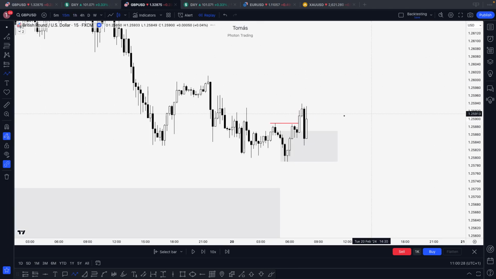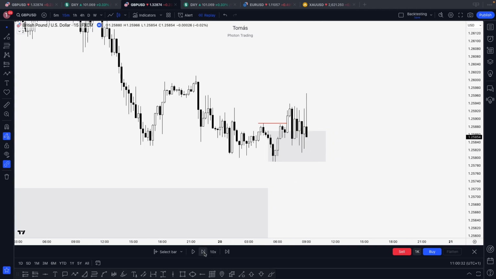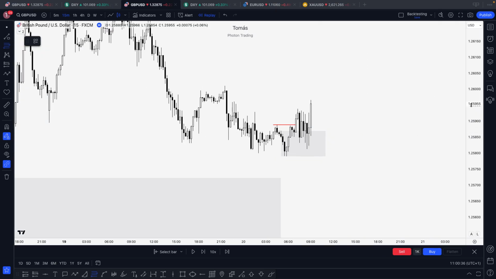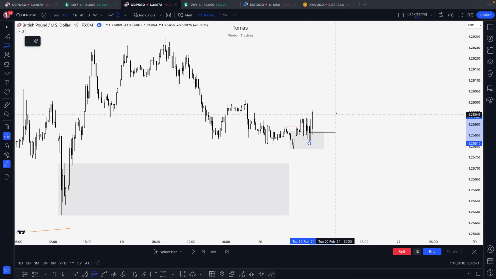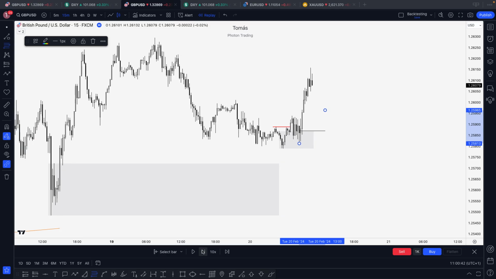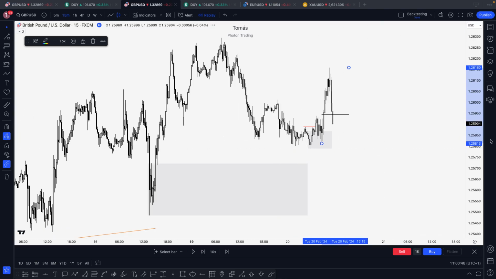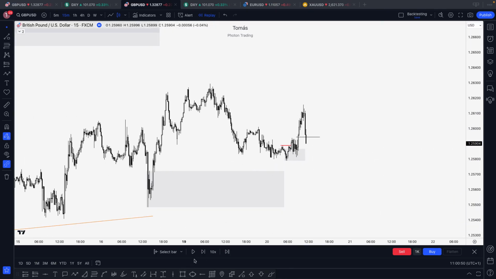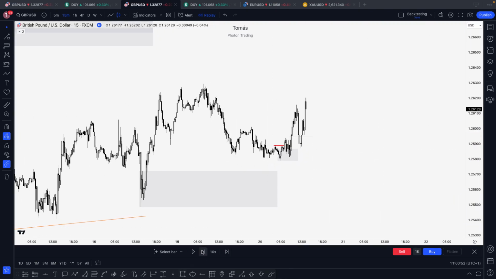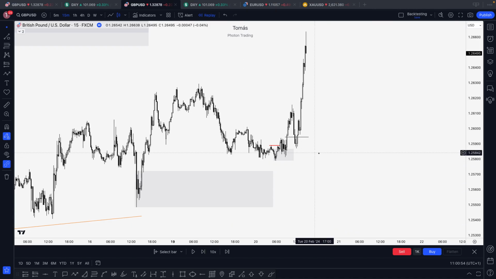You can see price went down, mitigated the POI, and then went back up. So now we have a valid shift, which means we have a valid confirmation entry to get involved. Price went up, you just adjust, you get involved here, and then yeah, price simply respected that and went up. So that was a valid entry.